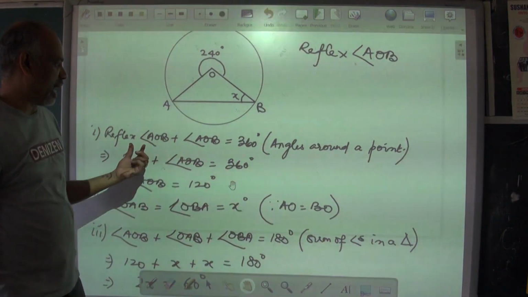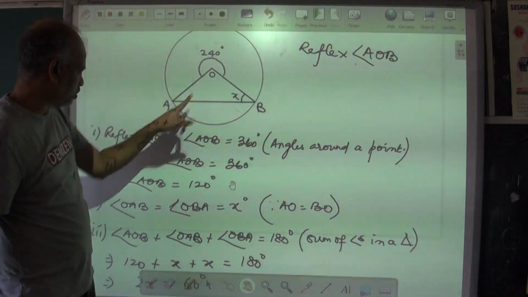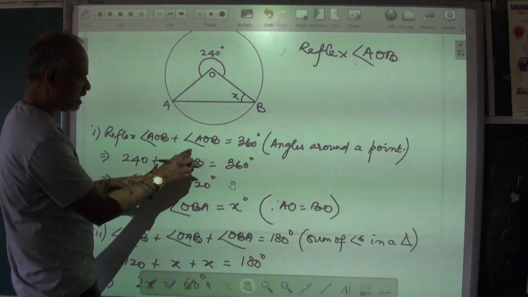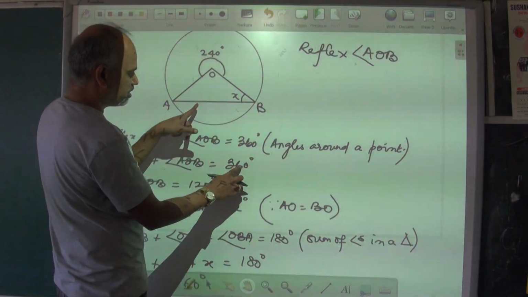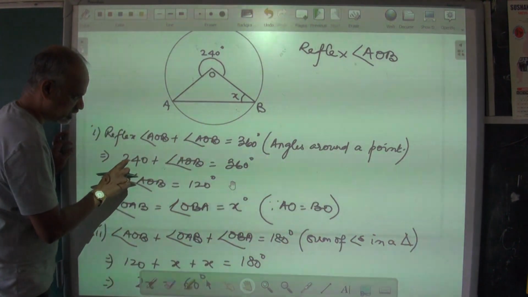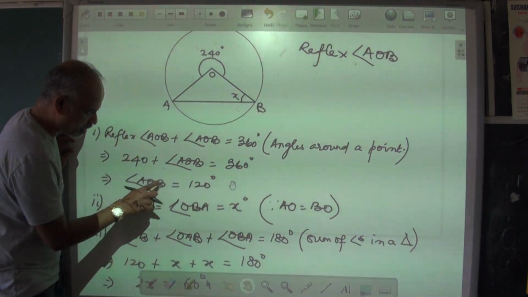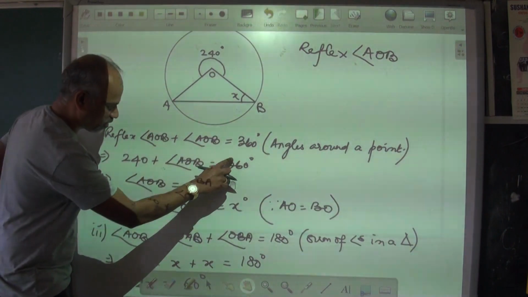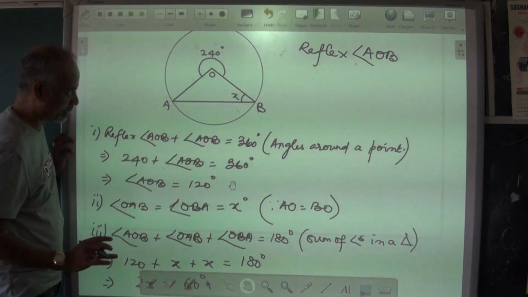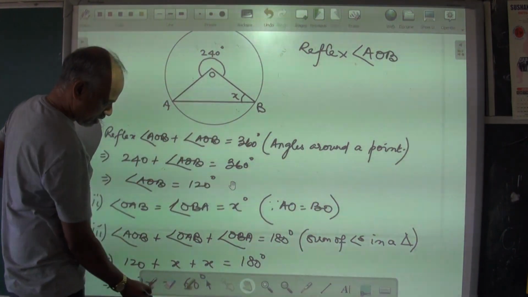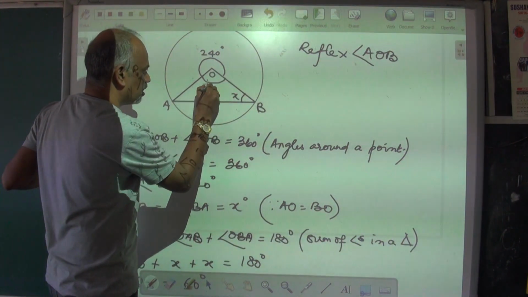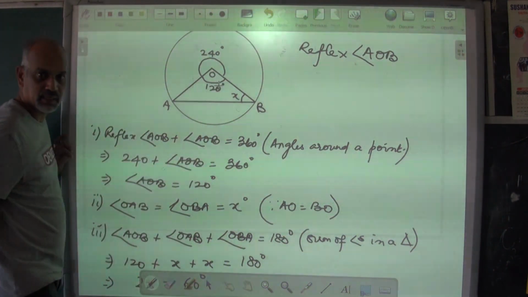So, on adding both of them, reflex AOB is 240 plus angle AOB is what we are going to find, equals 360 degrees. Shift the 240. Angle AOB is 360 minus 240, that gives you 120 degrees. This is found. Our lower angle is 120 degrees.